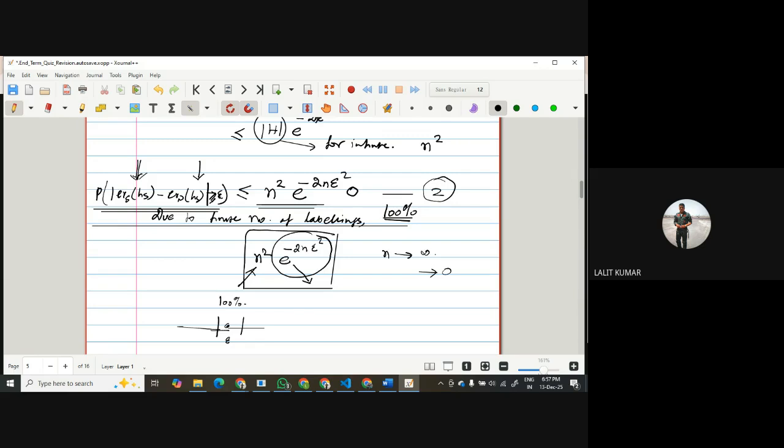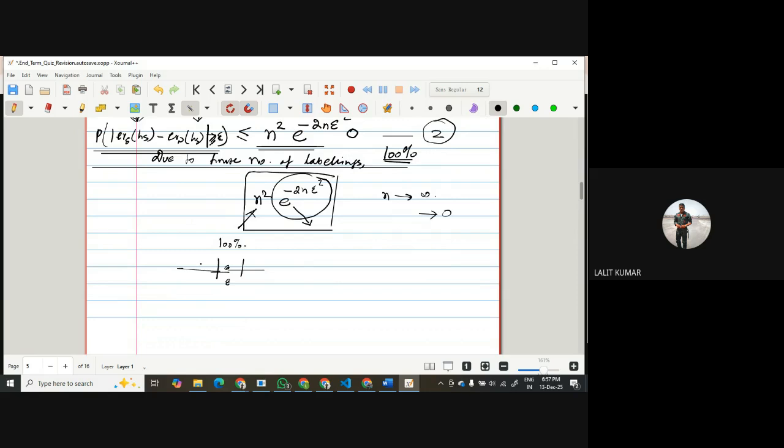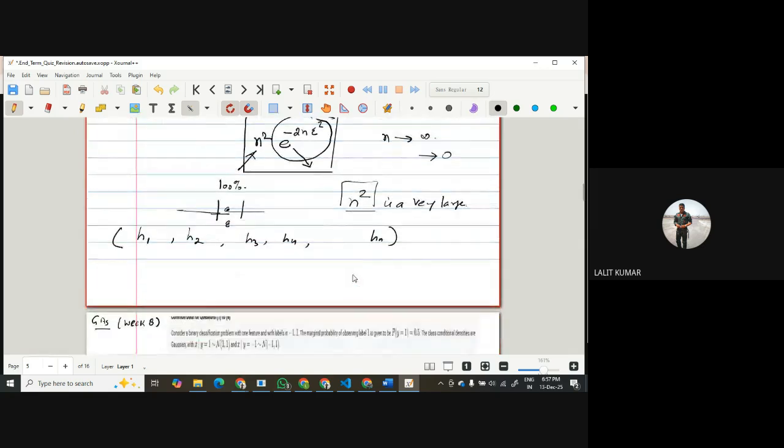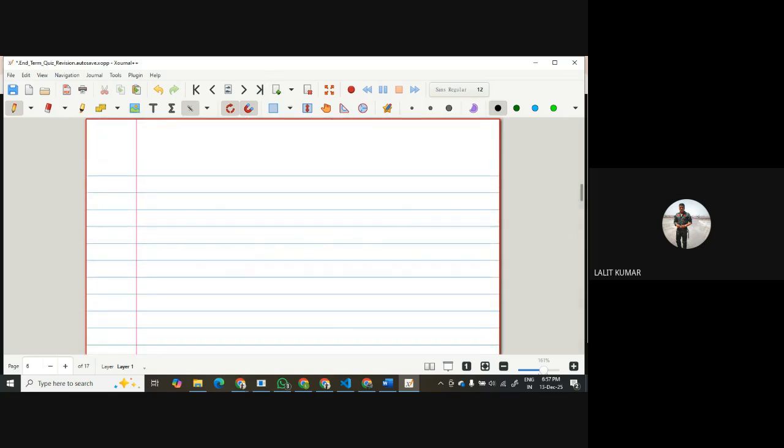Is that okay, this concept? Now, n square is also a very large value. So again, we can decrease this term by using different models in the hypothesis class, H1, H2, H3, H4 up to Hn. For example, if all of them are interval class models. What does an interval class model mean?